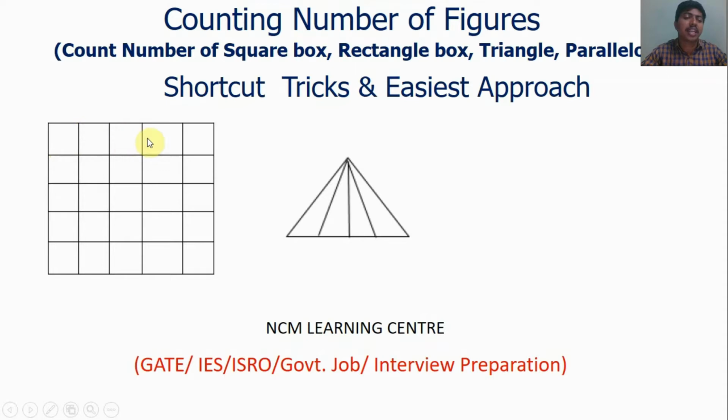Each cell in the given figure is square box. We have to count the number of square box. It will be very difficult to count, but if you know the shortcut and tricks, you can give answers very quickly. First, we will discuss counting number of square box in the given figure.